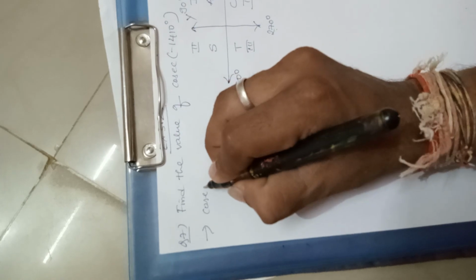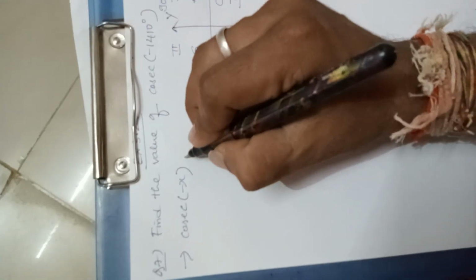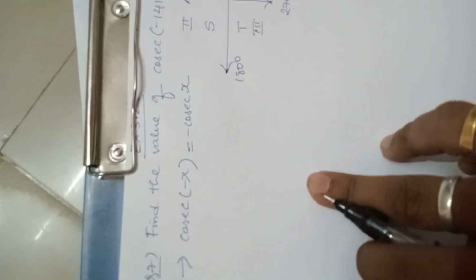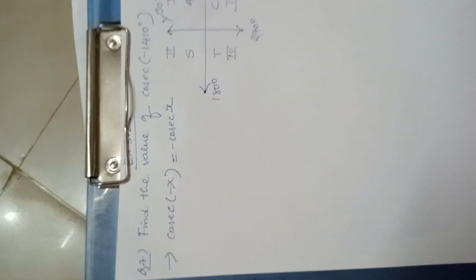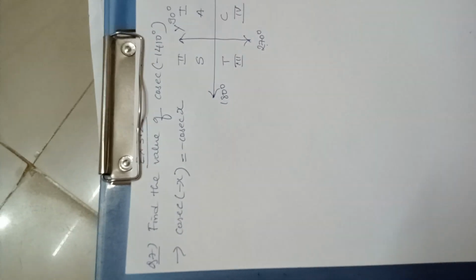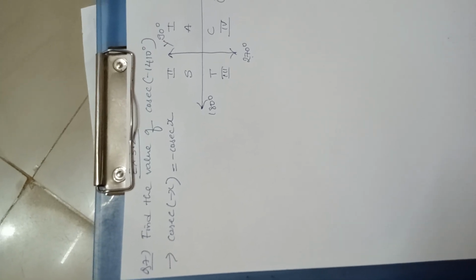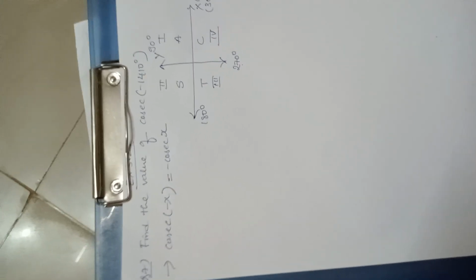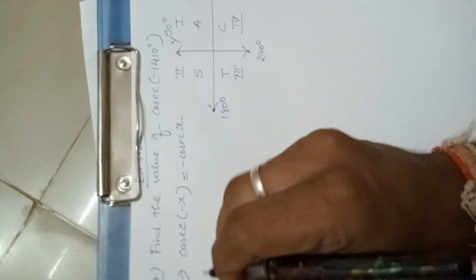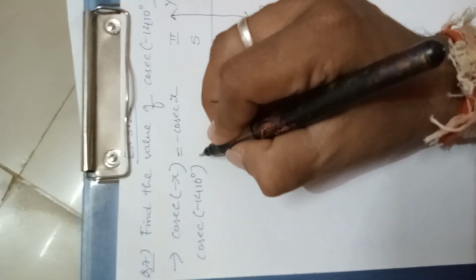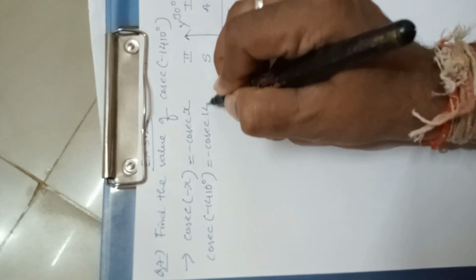There is a trigonometric relation which says that cosecant minus x is equal to minus cosecant x. All such relations and trigonometric identities which are useful for class 11 students are available on my YouTube channel in two short videos. You may please refer to those short videos. Now coming back to this, cosecant minus 1410 degrees can be written as minus cosecant 1410 degrees using this relationship.